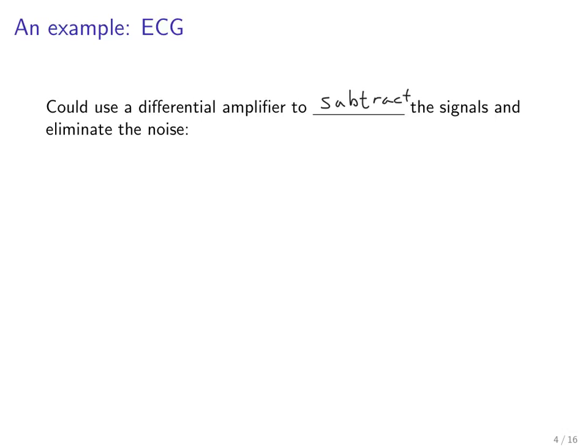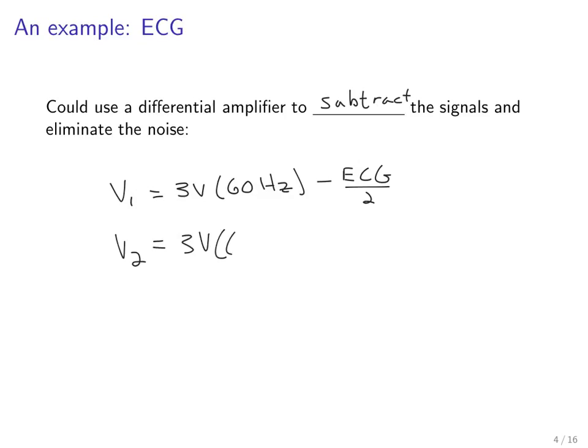So we're going to have this kind of situation. We're going to have our two signals, the voltage V1 from the first electrode. That will have this 3 volt 60 hertz noise signal on it, and let's say it has the negative half of the ECG signal on it. And let's say that the second electrode has the same noise, because electromagnetically they're in the same, very similar location, so they're going to pick up pretty much the same 60 hertz noise with the same amplitude.